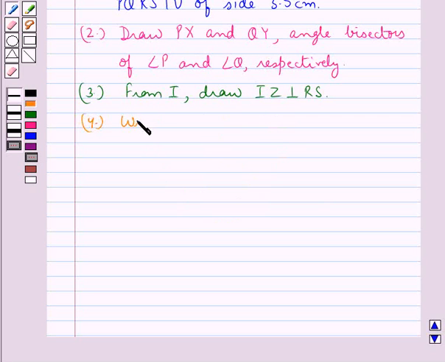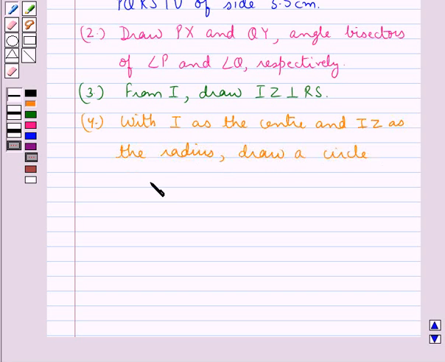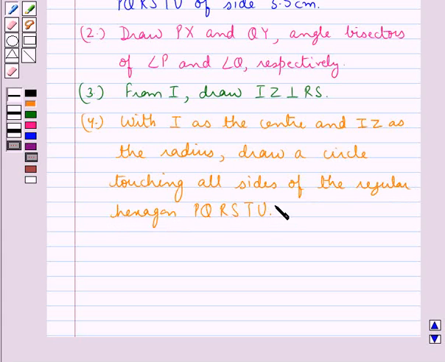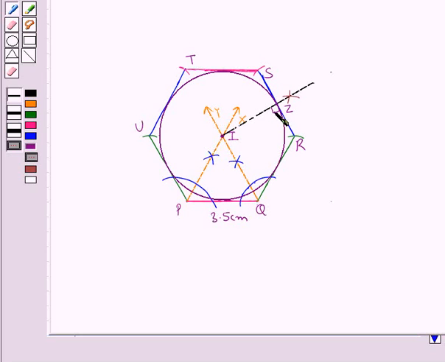In the next step, with I as the center and IZ as the radius, we draw a circle touching all sides of the regular hexagon PQRSTU. So this circle is drawn taking I as the center and IZ as the radius. And as you can see, this circle touches all the sides PQ, QR, RS, ST, TU and UP of the regular hexagon PQRSTU. So this is how we can draw a circle in a regular hexagon, or say in any regular polygon of given side.